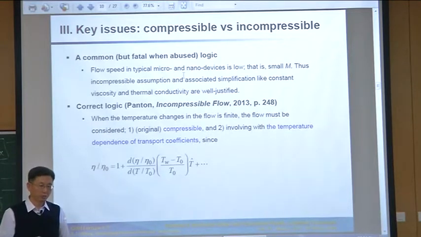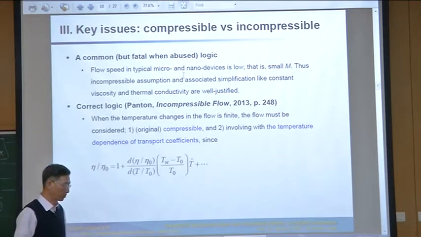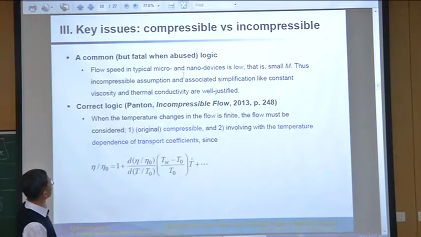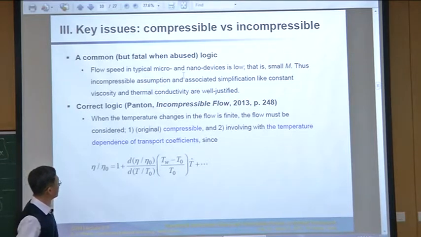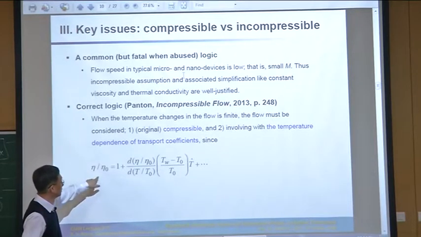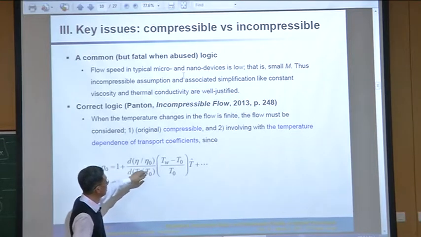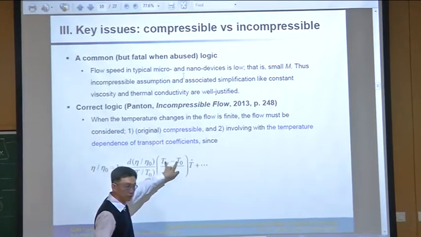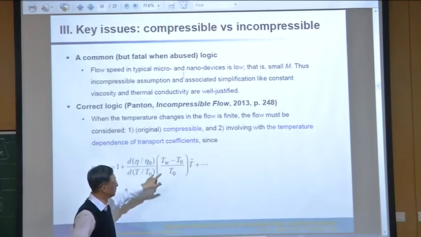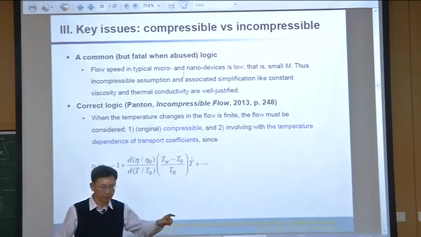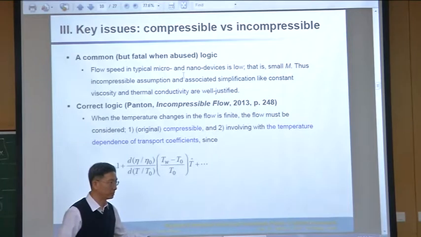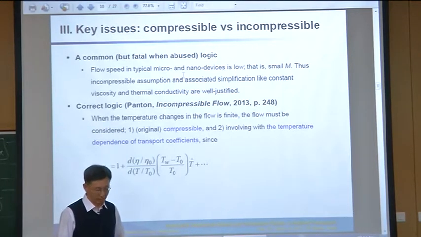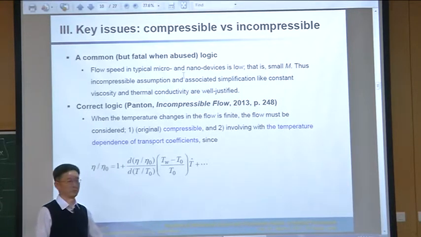Because I think one of the best textbooks I found about the distinction between compressible and incompressible is Panton's book. This is viscosity. The viscosity is 1 plus somehow the finite temperature gap, which means if there is a substantial gap in the temperature in the flow domain, it's not negligible. You cannot assume incompressible, even though it makes life easy. It's dangerous, in particular for RMG.